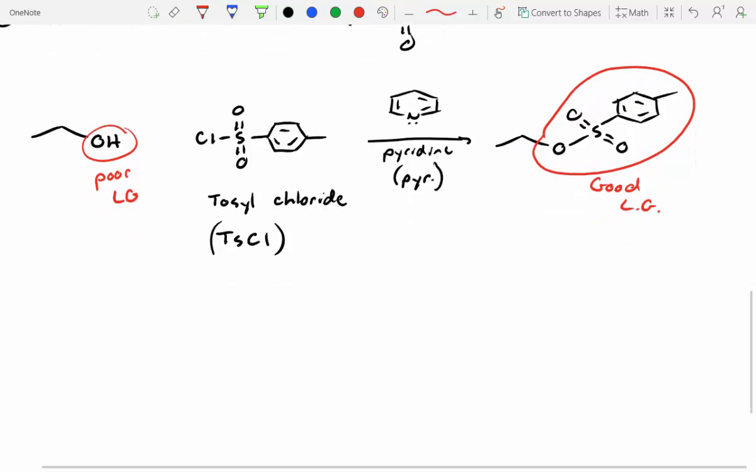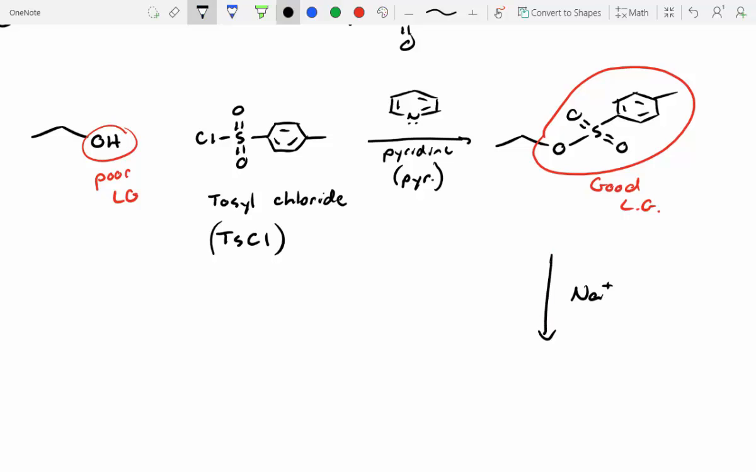Now, all of a sudden, if we've got a good leaving group, we can just use a simple nucleophile. So this would be step 2. We could say, well, now let's just use sodium iodide. And the sodium iodide can now do that backside attack and kick off our leaving group.